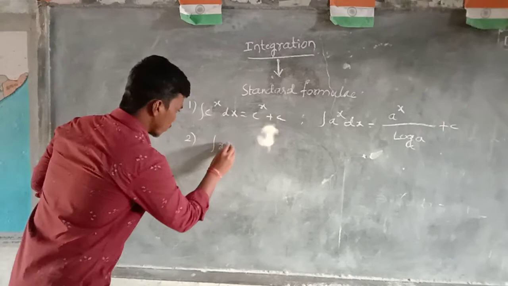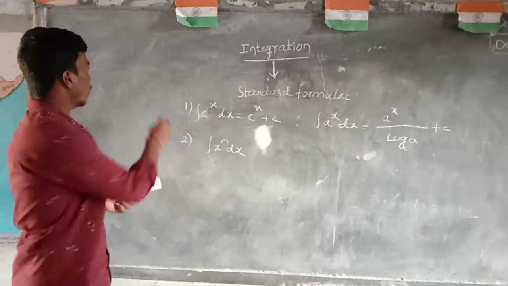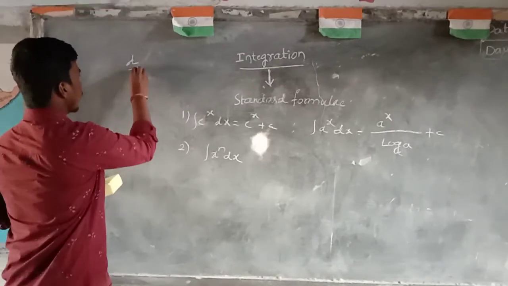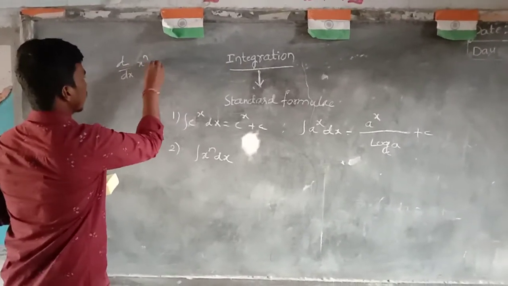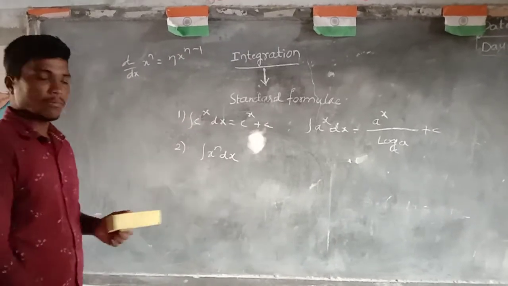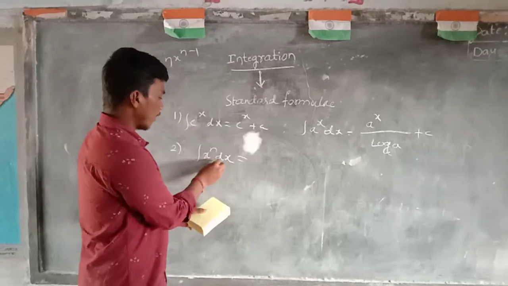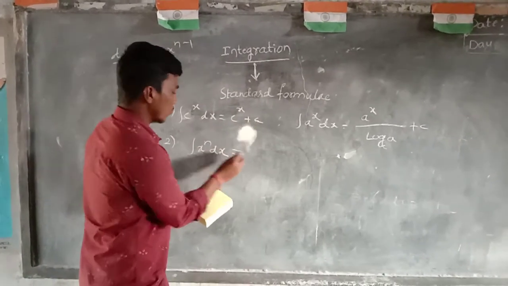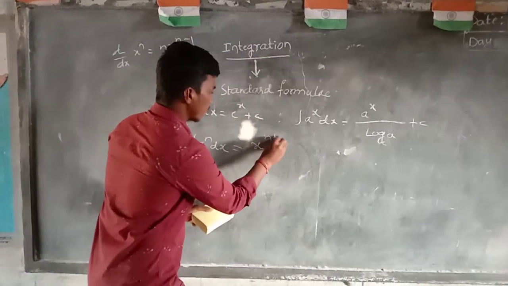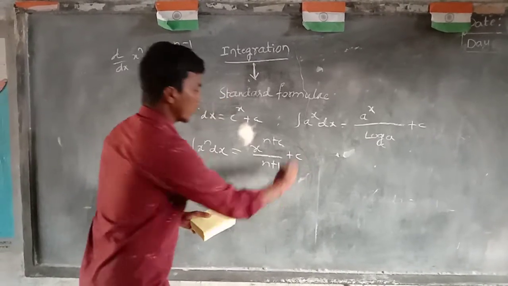integration of x power n dx. We know differentiation of x power n is n into x power n minus 1. But here integration of x power n into dx is equal to x power n plus 1 by n plus 1 plus c.